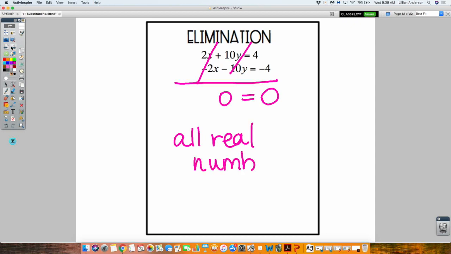Or you can say all real solutions. So whenever all the variables cancel out and all of your constants cancel out and you have 0 equals 0, it's all real solutions. Okay? So anything would work to solve that. Anything. So if you made x 1 and y 3, you plugged it in, you're going to end up getting a true statement. Like, it's going to work out.